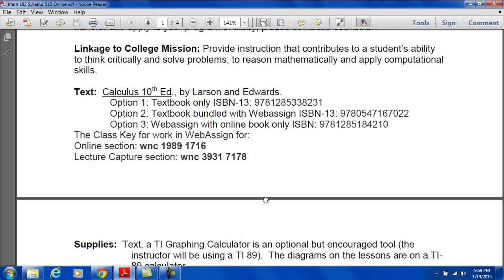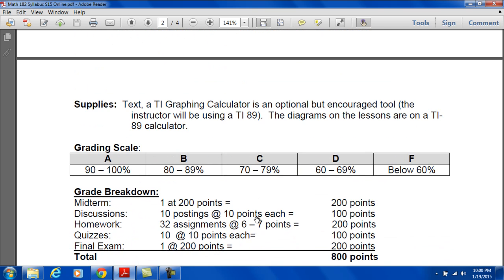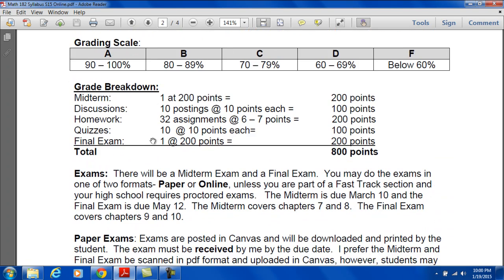Given that we have a couple of different sections for this class, the online section and the lecture capture section, I've listed each course key there separately. Okay, supplies: you're going to need the textbook and a graphing calculator. I think it's a great tool to have. A TI-83, 84, or 89 are great. I'm really not strong on the TI-Nspire or Nspire CAS. If you look at the lessons I have, those graphics are made on the TI-89.